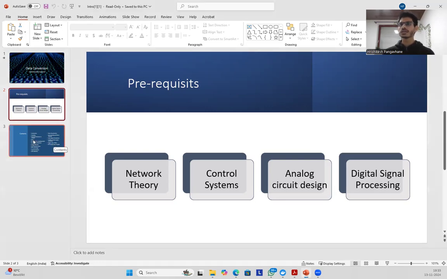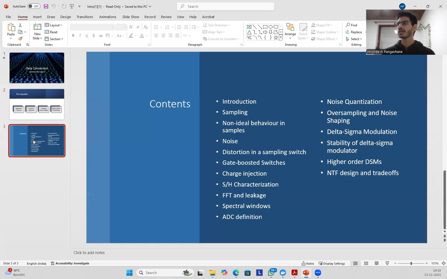The contents are basically, we'll start from scratch. We'll start from an introduction to data conversion, right from sampling and noise. We will go deeper into it, illustrating and elaborating, and we'll target to go till higher order delta sigma modulators. We will also look at the intuitions and trade-offs while designing them, and we will design them at the CMOS level.